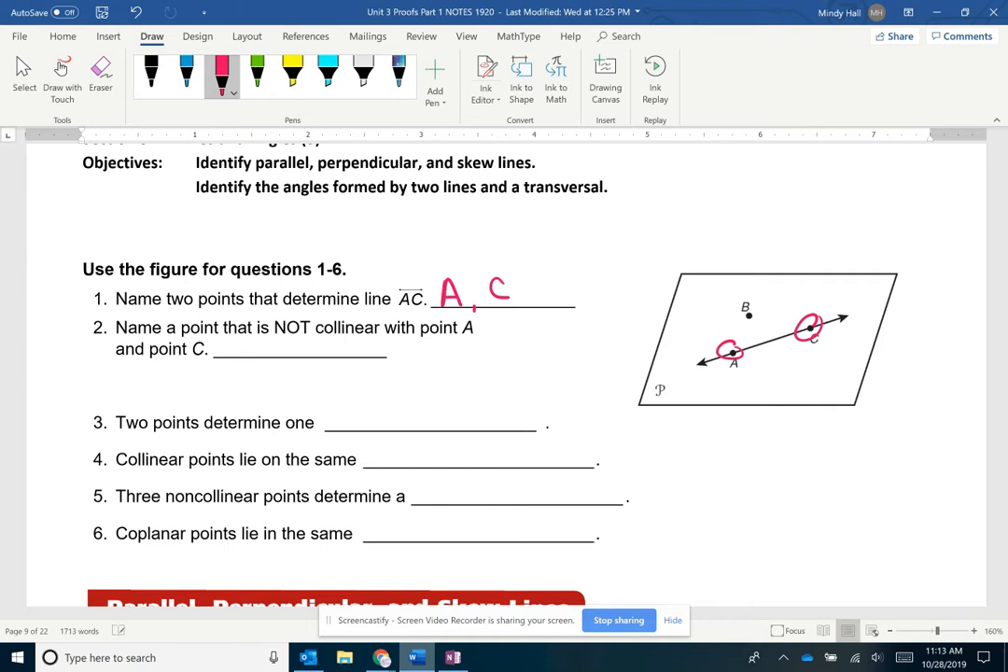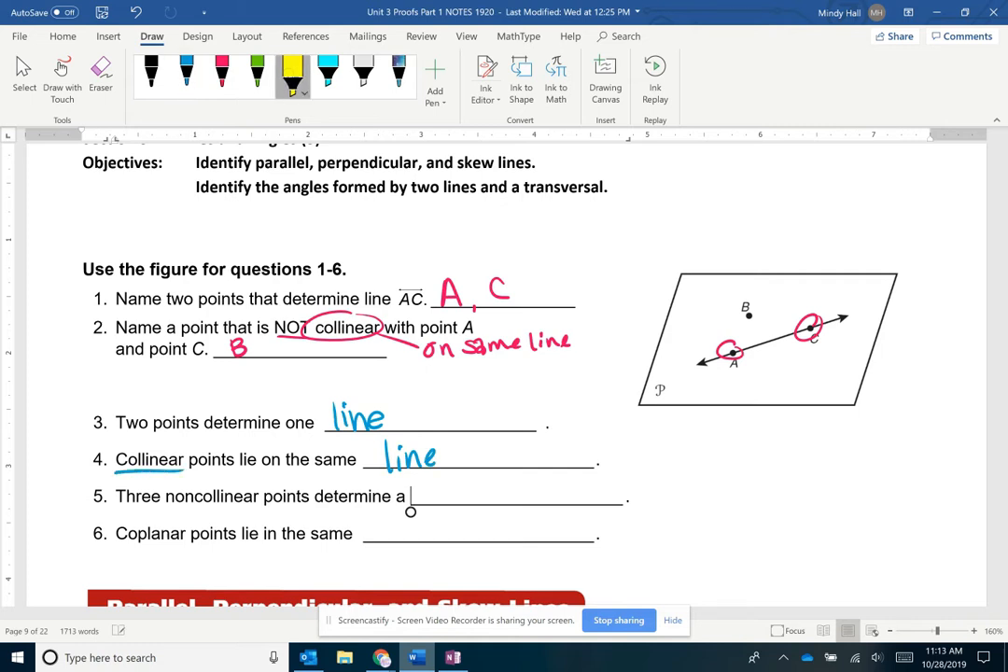And then if we want to name a point that's not collinear with points A and C, collinear meaning that they are on the same line, that would be point B. So 2 points are needed to determine one line, and collinear points lie on the same line. Collinear is one of those words that you want to make sure that you remember.